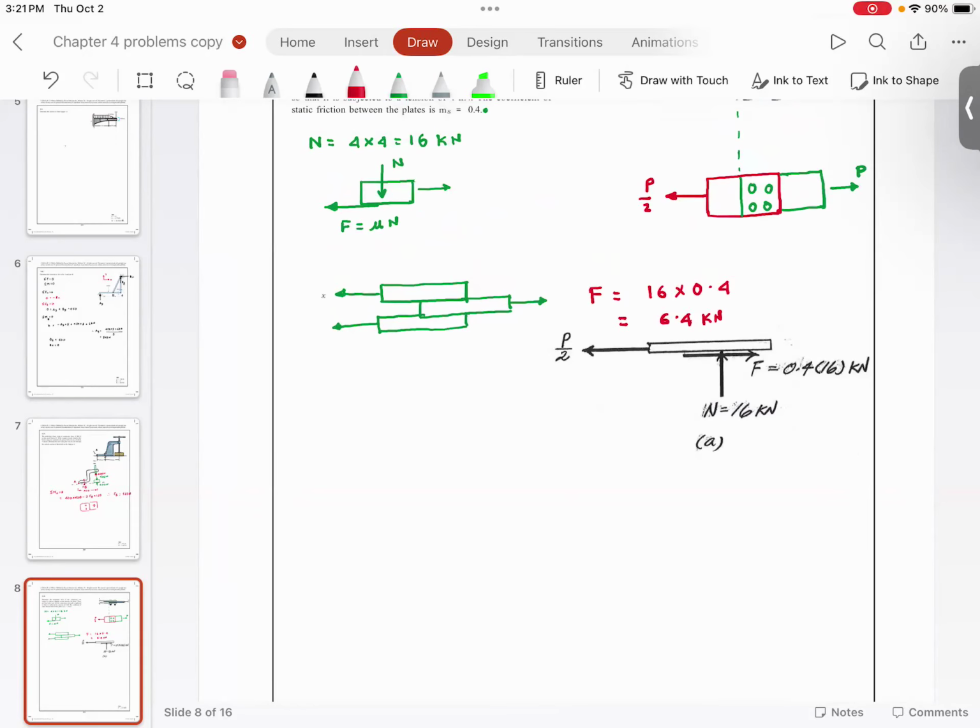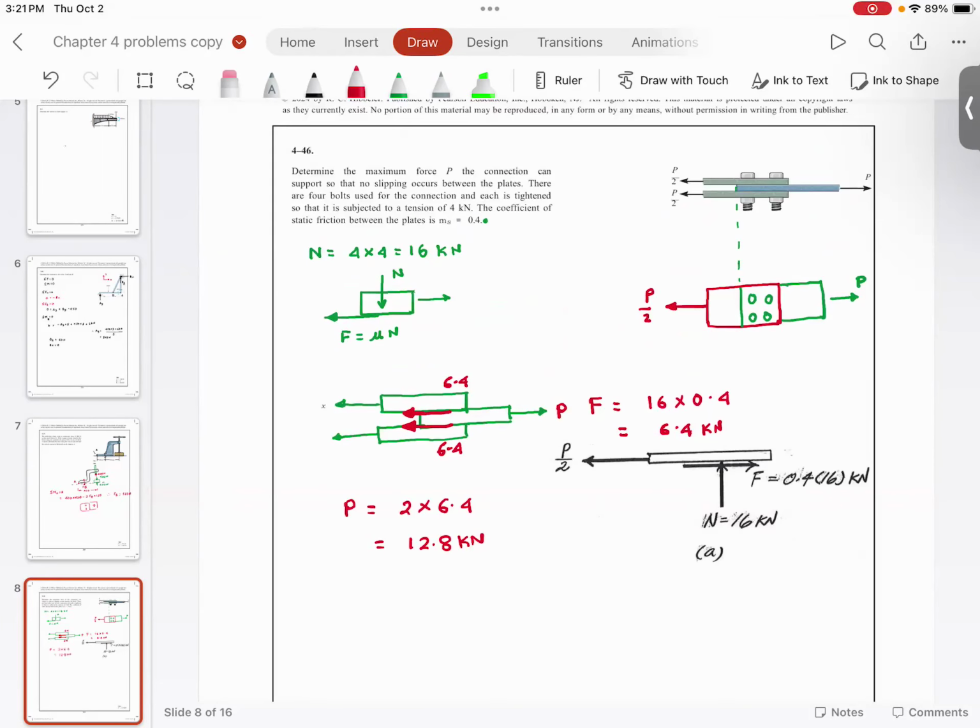So 6.4 kilonewton force, and please understand there are 2 friction surfaces. You have a frictional surface here, and you have a frictional surface here. So there will be 6.4 over here and 6.4 over here. So total force P is equal to 2 times 6.4, which is 12.8 kilonewton. So this lap joint will be able to support a maximum P of 12.8 kilonewton.